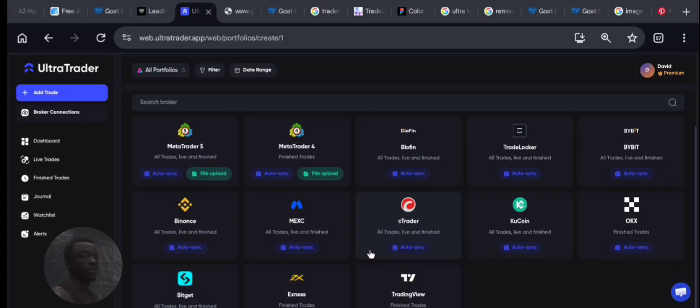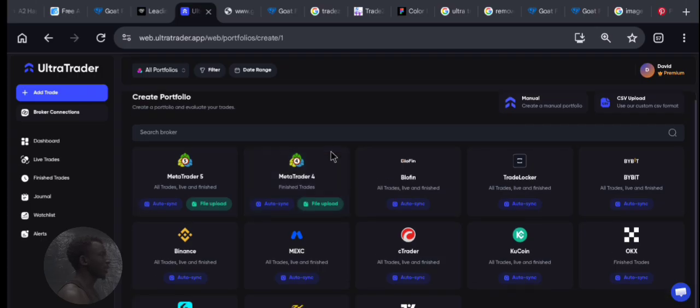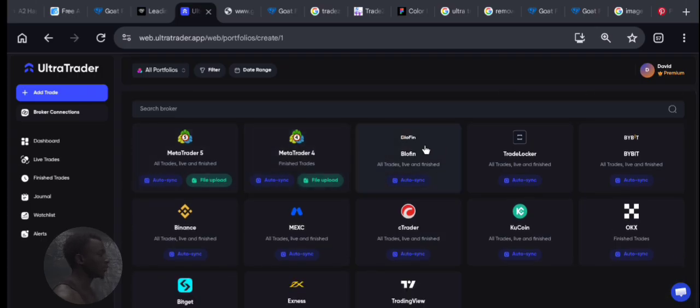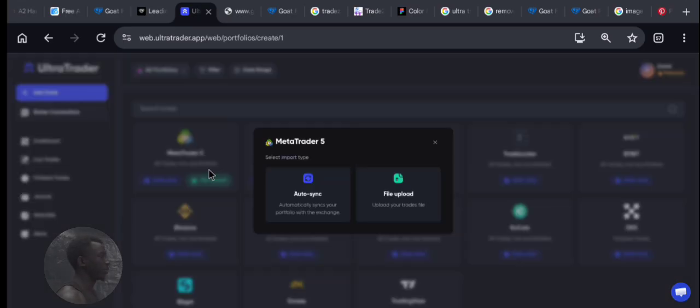The easiest way to do it is that if you're using a prop firm or a broker, you don't have to start searching for a broker. Almost all the brokers use platforms like MT4 and MT5. So all you have to do is just choose one of these, whether MT4 or MT5. I do use MT5. So I just click on MT5 and click auto sync. You can choose whether you want auto sync or you want to do file upload. You can just download the file from your MT5 and then upload it here directly. But if you can't go through all that stress, just automatically sync your trades here.